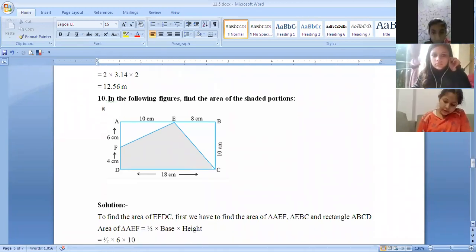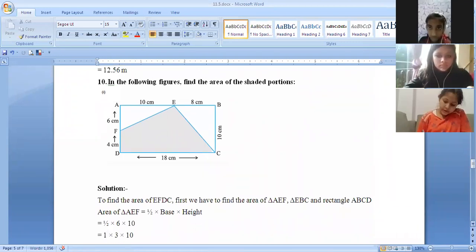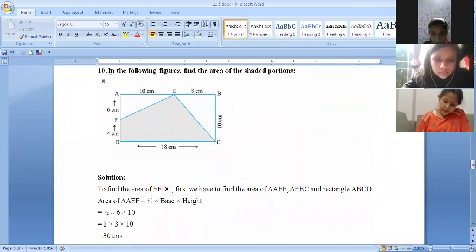So area of a triangle is half into base into height. That means 30 centimeter square. Now find out the area of a second triangle, EBC. Here the base is given 8 and height is given 10. Find out the area of a second triangle. Yes, Mahi, Kavya, your answer is right. Vanshjan, your answer is right.